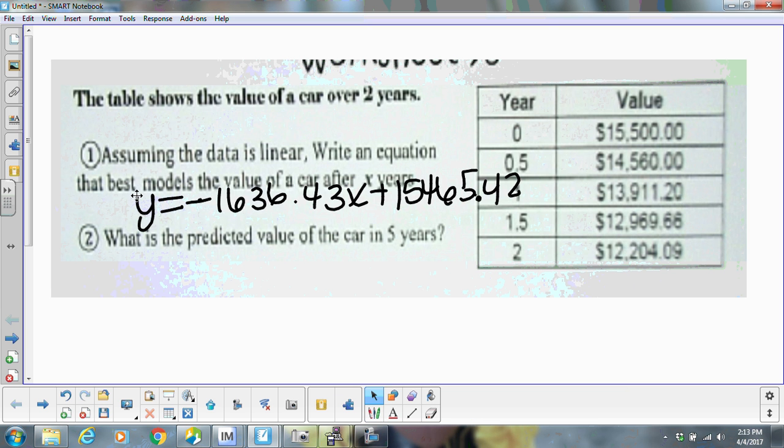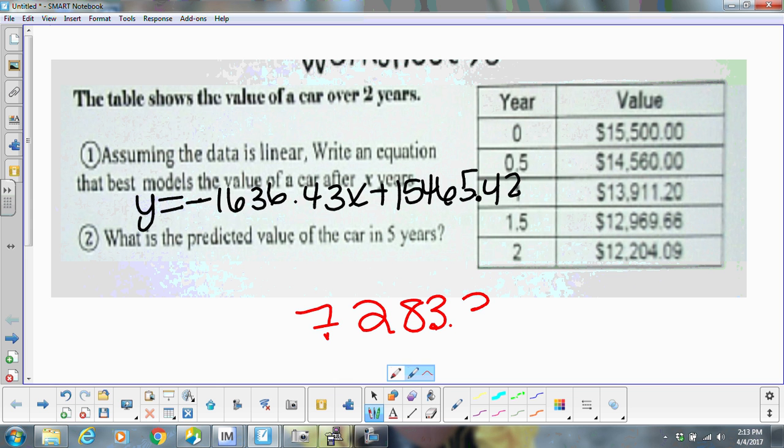So we go to y equals, Vars, 5, EQ. Then second window, we're going to predict for 5 years, second graph, and that's going to give us 7,283.3.